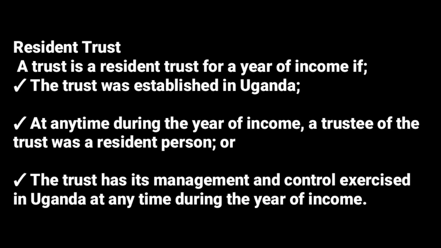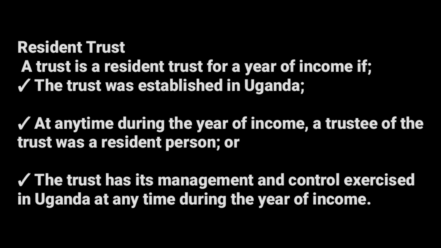Let's now look at the characteristics of a resident trust. A trust is a resident trust for a year of income if the trust was established in Uganda, if at any time during the year of income a trustee of the trust was a resident person. Then lastly, if the trust has its management and control exercised in Uganda at any time during the year of income. Those are the 3 characteristics that qualify a trust to be a resident trust. If it was established in Uganda, if a trustee was a resident person, then if it has its management and control exercised in Uganda during the year of income.